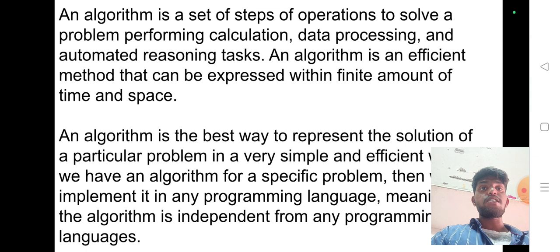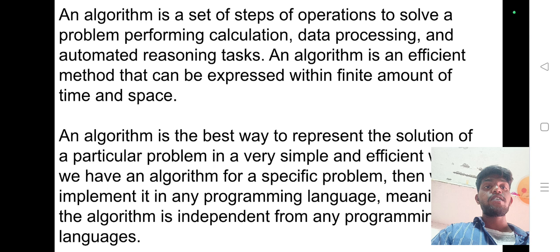An algorithm is a set of steps of operations to solve a problem, performing calculation, data processing, and automated reasoning tasks. An algorithm is an efficient method that can be expressed within a finite amount of time and space. An algorithm is the best way to represent the solution of a particular problem in a very simple and efficient way. If we have an algorithm for a specific problem, then we can implement it in any programming language, meaning the algorithm is independent of any programming language.